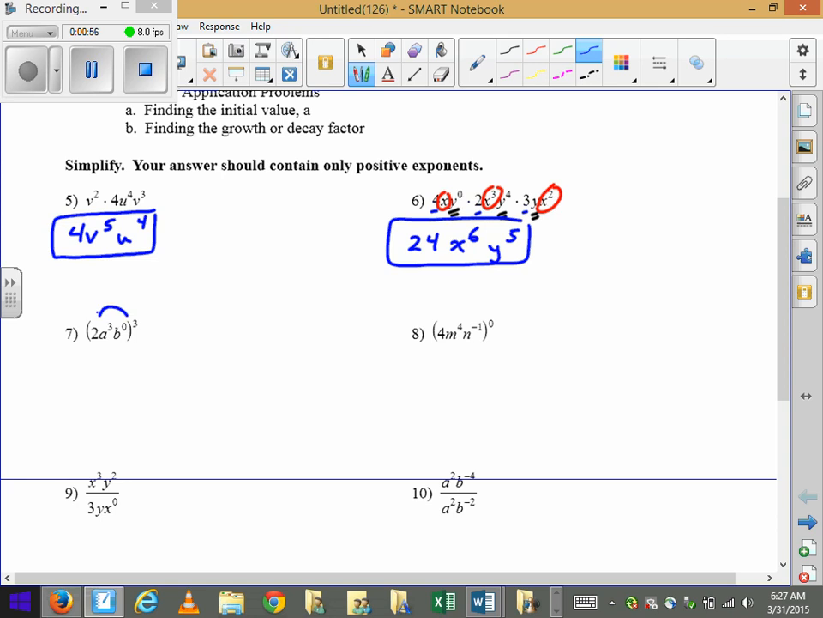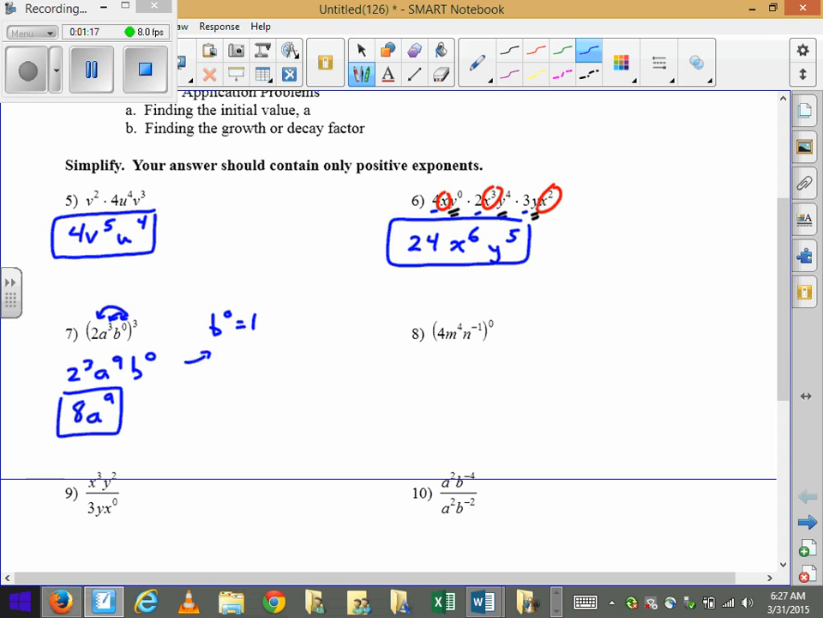Here, remember, you distribute that third power to everything inside the parentheses. So 2 to the third, a to the ninth, and then 0 times 3 is still 0. 2 to the third is 8, a to the ninth, and then remember, anything to the 0 power equals 1, so really it's like it's not even there.